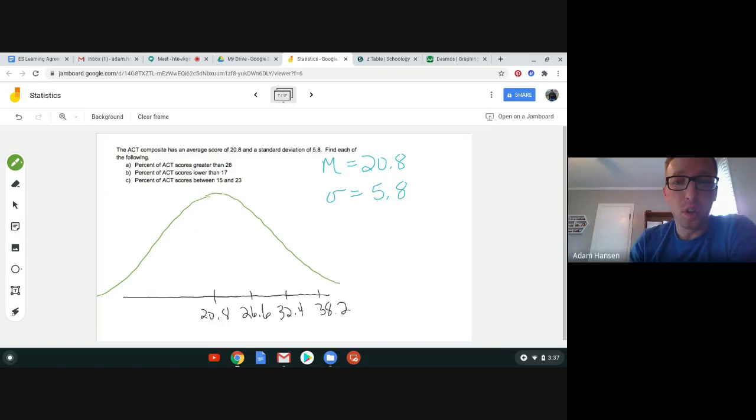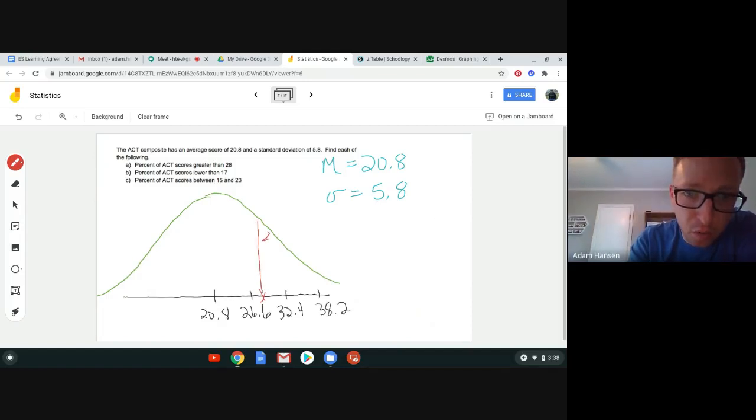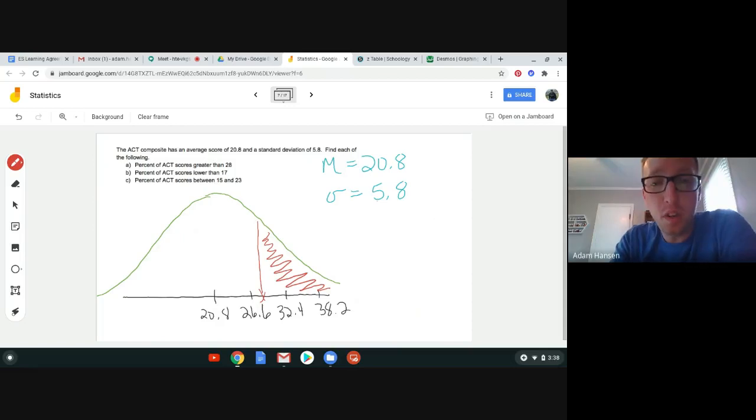What we're looking for is the probability that we got an ACT score that was greater than 28. Greater than 28 would be right here on that number line. And I want the part shaded to the right, greater than that. This would be a value that we can't find using the empirical rule, 68, 95, 99.7, because our score of 28 does not land on precisely 1, 2, or 3 standard deviations above the mean. We're going to have to use a z-table here in a moment.